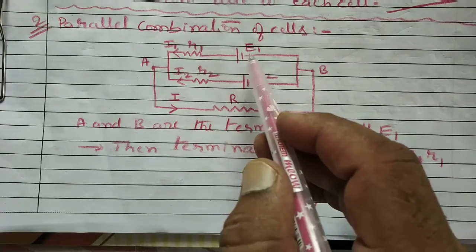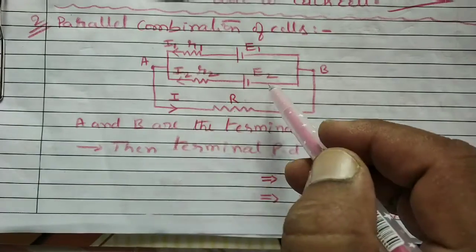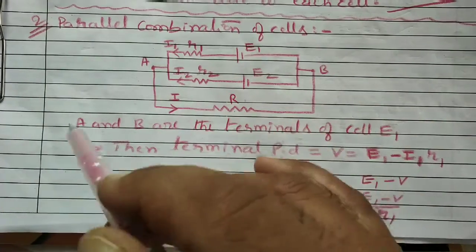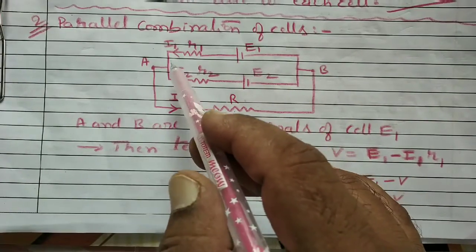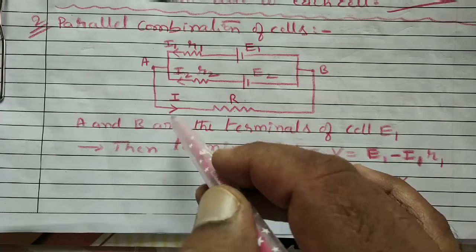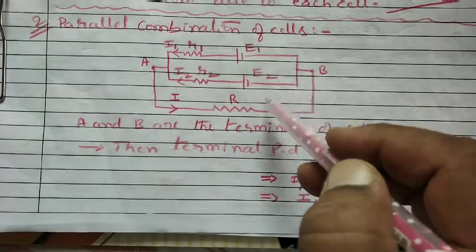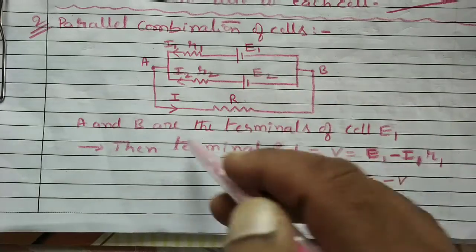And imagine here the current coming from E1 as I1 and the current coming from E2 as I2. So the total current will be I1 plus I2, it becomes I. So this current I is passing through the external resistor. Again at point B it will be divided into I1 and I2. In that way current will be circulating.